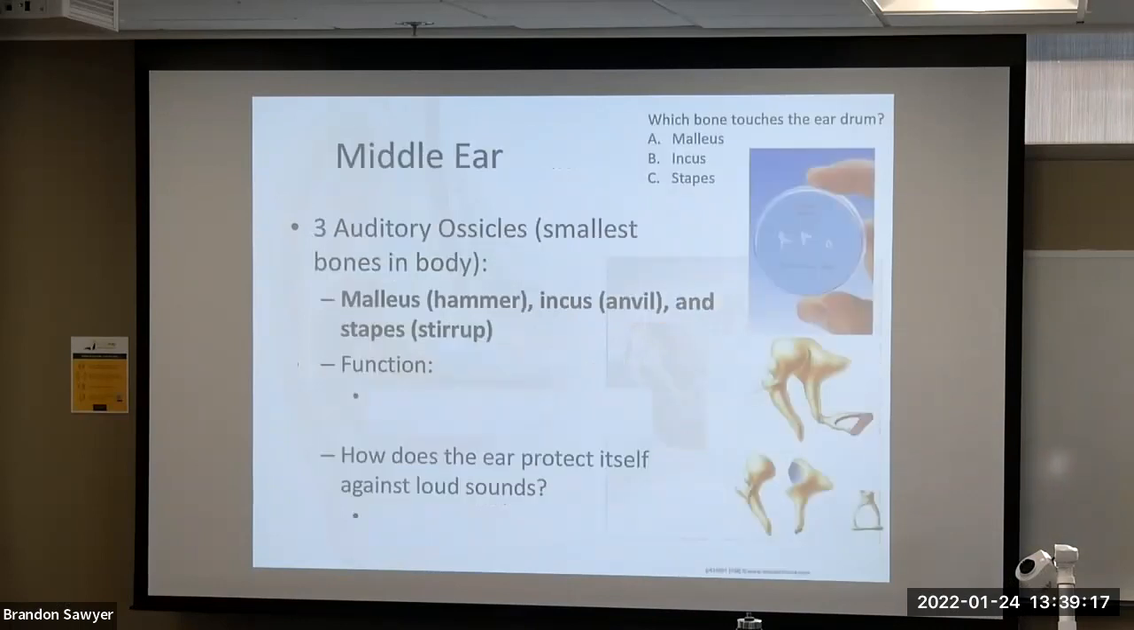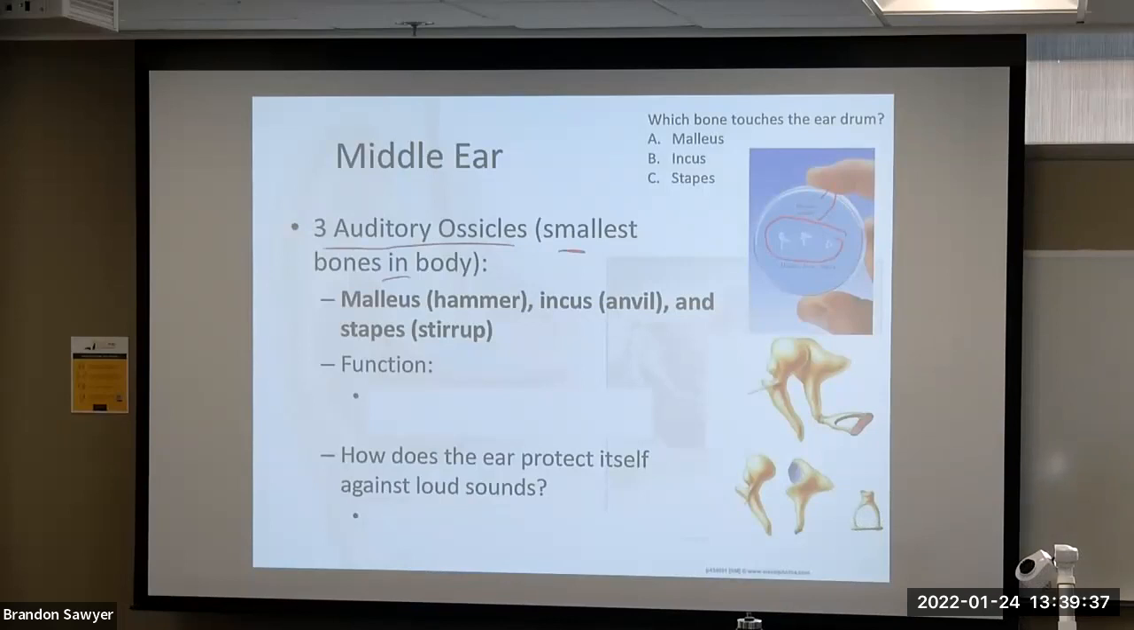Okay, so then inside the middle ear, once we get past the tympanic membrane, we've got these little auditory ossicles. These are the smallest bones in the body. You can see how small they are in comparison to somebody's finger, right? They're just these tiny little bones, but they are pretty beautifully shaped, right? They all have these really unique little shapes to them, and they all connect to each other.